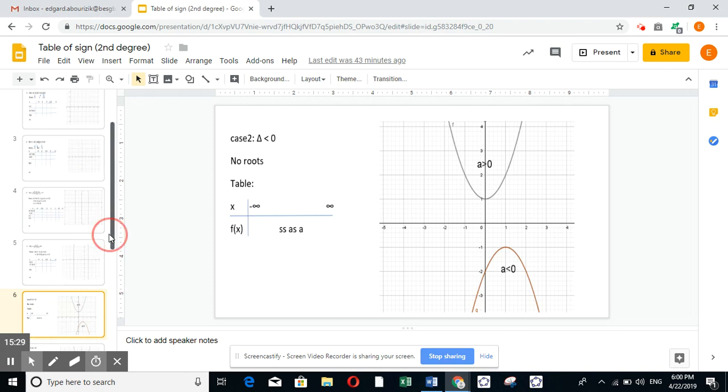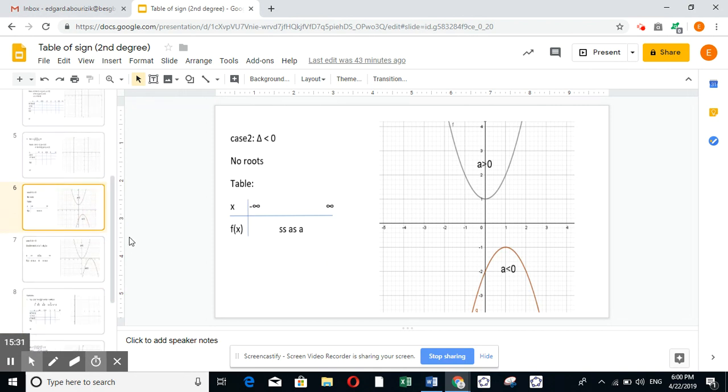Let us start now with examples, first of all case 2, when delta is less than 0. Delta less than 0 means I don't have roots. What does it mean? The curve will not cut the x-axis. So it's either always above or always below. As you can see, if a is positive, it has a minimum like this one. It cannot cut the x-axis. The curve, f of x, is always positive.